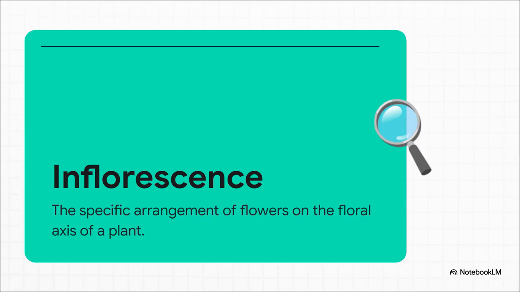A perfect example is a sunflower. That big head isn't one giant flower. No way. It's actually a super complex cluster of hundreds of tiny little flowers, all arranged in a very specific pattern. That whole head is the inflorescence.